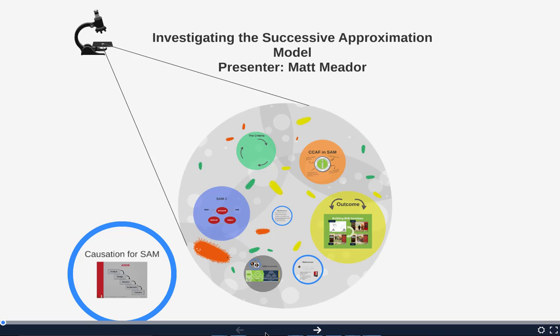Good evening. My name is Matt Metter, and tonight we're going to be investigating the successive approximation model.